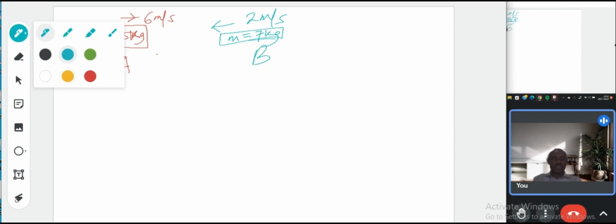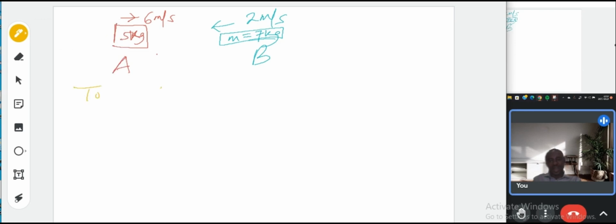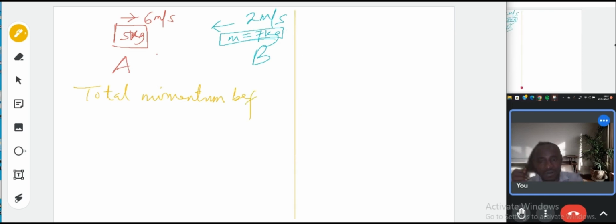The principle of conservation of momentum, linear momentum, says that total momentum before collision, let me rule a line here, before collision equals total momentum after collision.